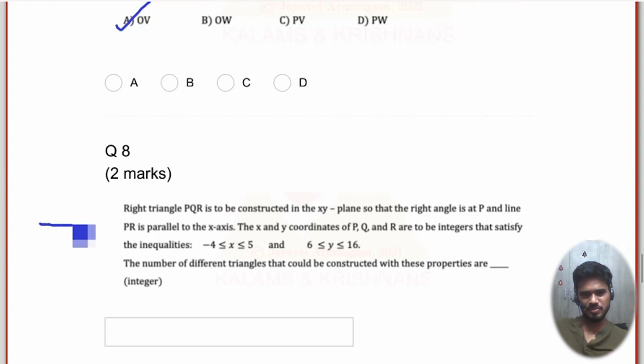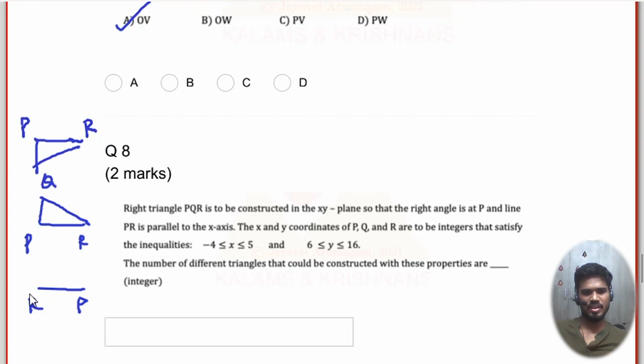So we know PR is parallel. It could mean it's PR, or it could be PR like this. In each case, Q can be at the top. This is a right angle, right? The right angle is at P. So notice Q can be this way or this way. So there is a triangle like that, or there can be a triangle like this. Q, P, R. And then here Q can be this way or Q can be the other way, right?